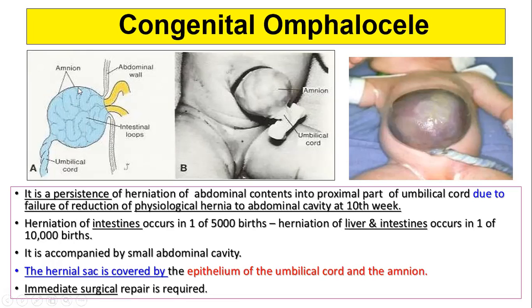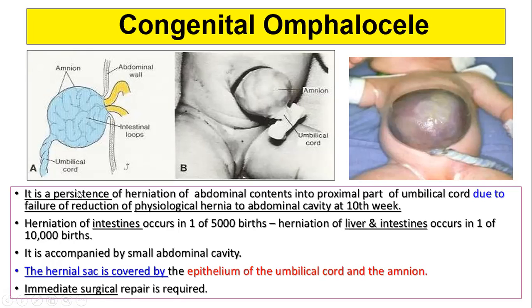They are covered by the amnion, as well as the umbilical cord here. So here you can see the amnion covering the intestinal contents. All the intestinal contents are inside, and here you can see the umbilical cord. It is a persistence of the herniation of the abdominal content. As I said, normally they have to return back. That is called physiological herniation and the return and fixation of the intestine.